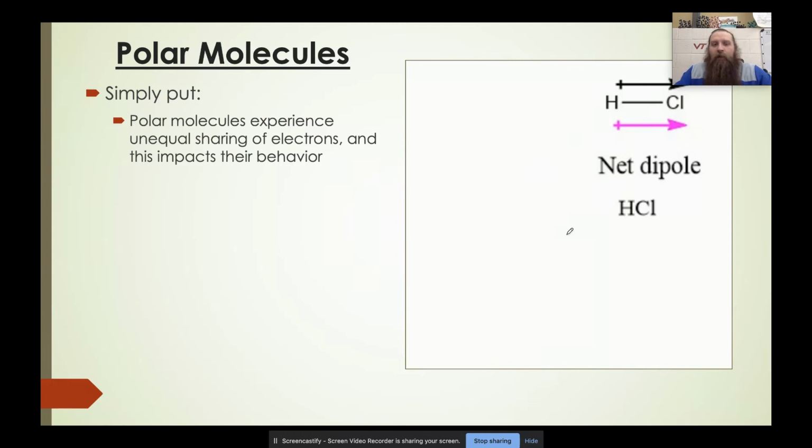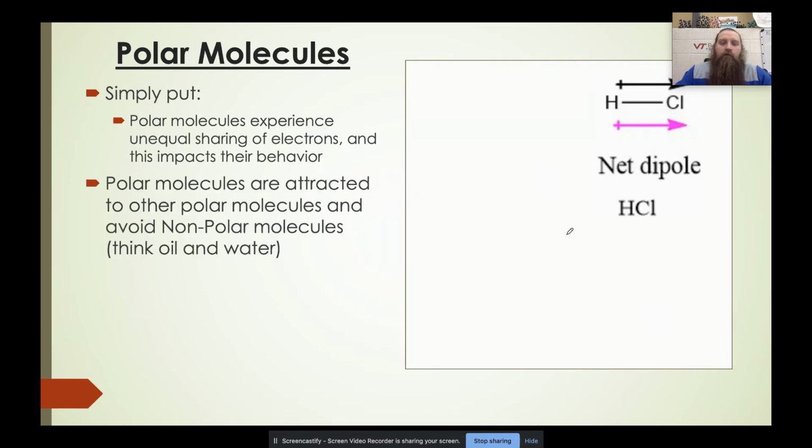Structure impacts function. So if you're not sharing your electrons equally, that's going to impact the function of the molecule, how it behaves. So polar molecules are going to be attracted to other polar molecules, and they're going to avoid nonpolar molecules. So oil and water don't mix because oil is nonpolar, water is polar. They're not attracted to each other. Okay? There's a term for that. It's called miscibility. That means able to be dissolved.